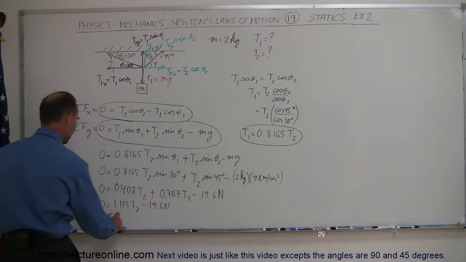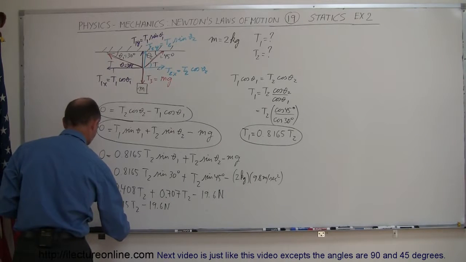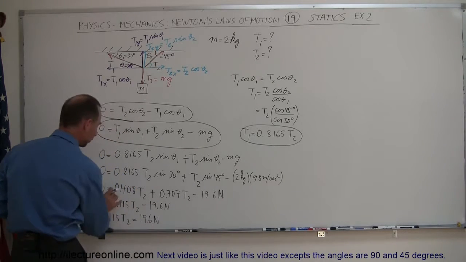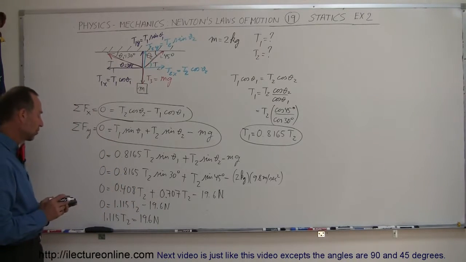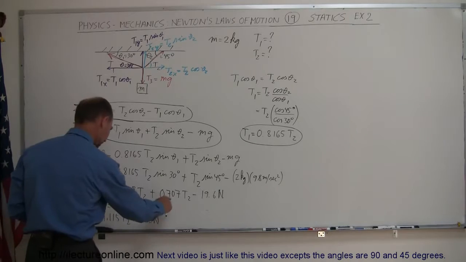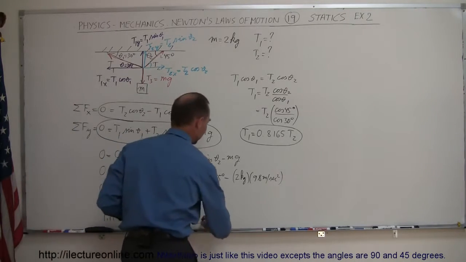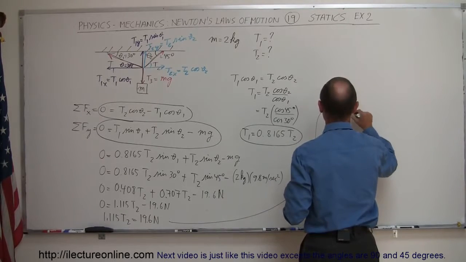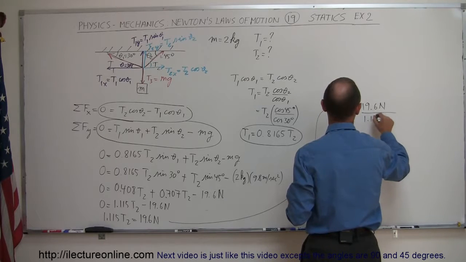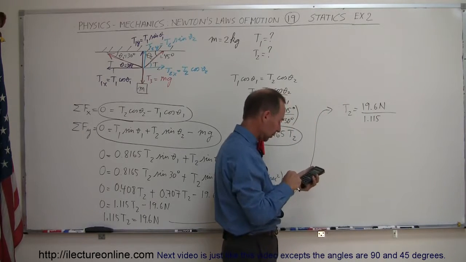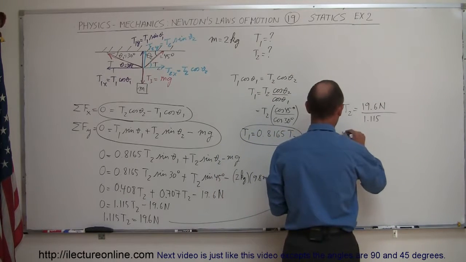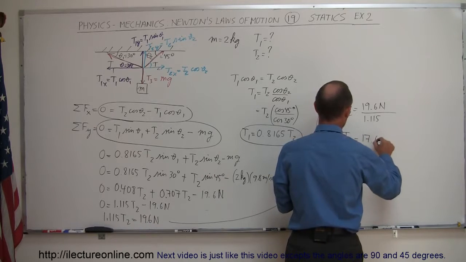So now when we solve this for T2, we have 1.115 T2 equals 19.6 newtons by moving this to the other side. And then, of course, dividing both sides by 1.115. Let's make sure I did that correctly. 1.115, yep, that looks correct. So finally, I can say that T2 is equal to 19.6 newtons divided by 1.115. So 19.6 divided by 1.115 equals, and so T2 is equal to 17.6 newtons.